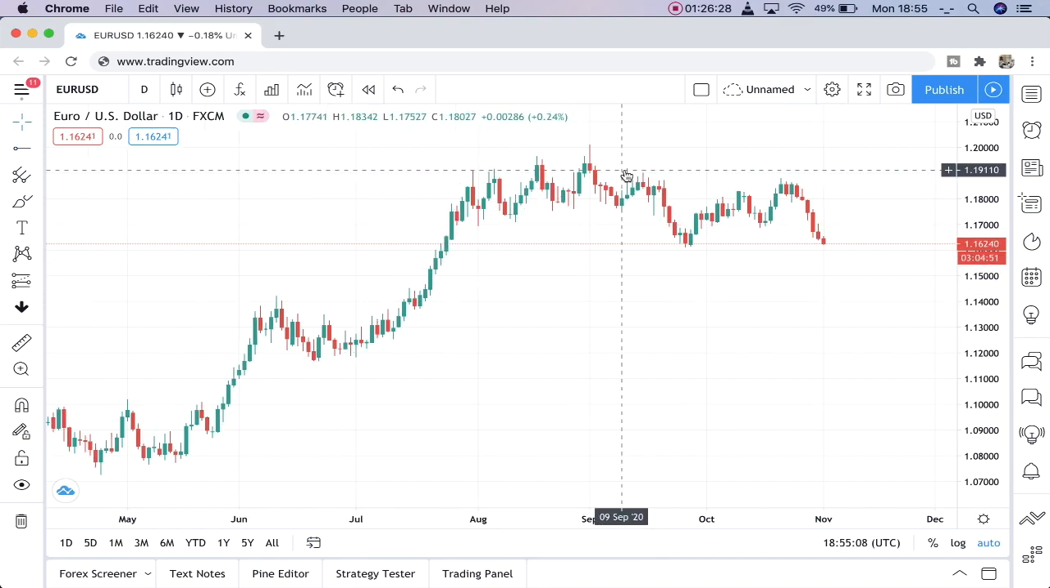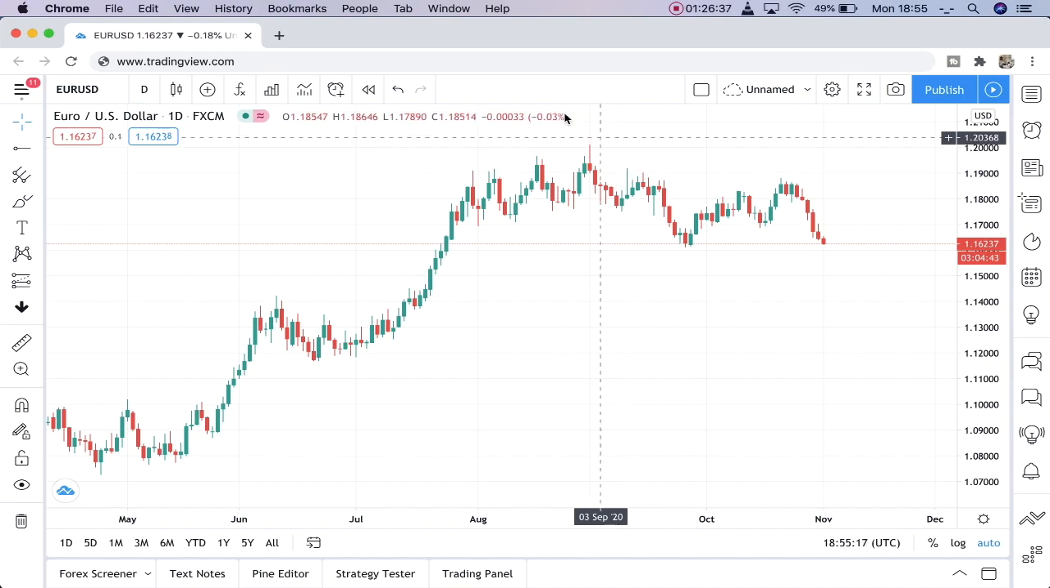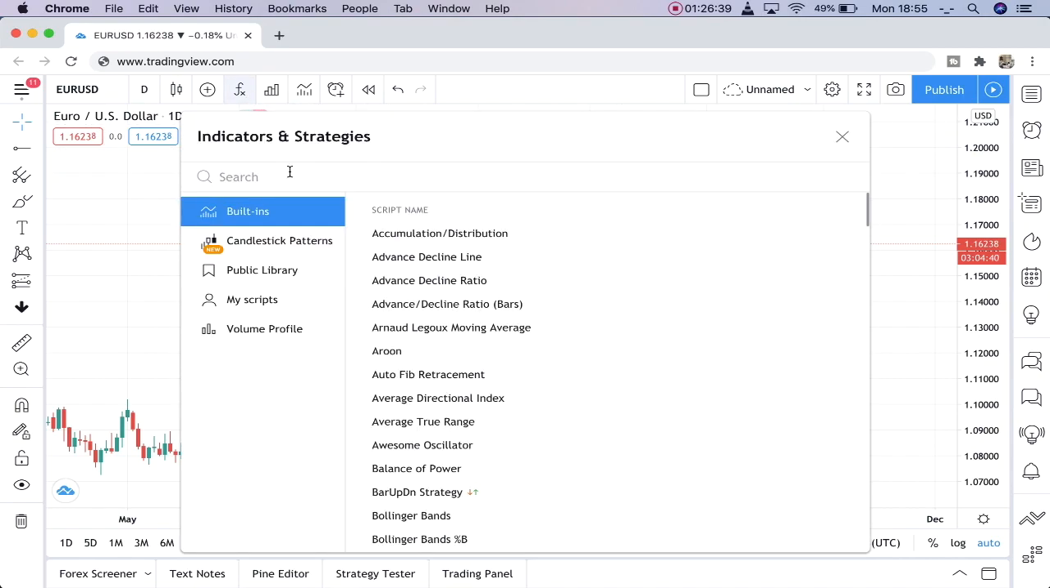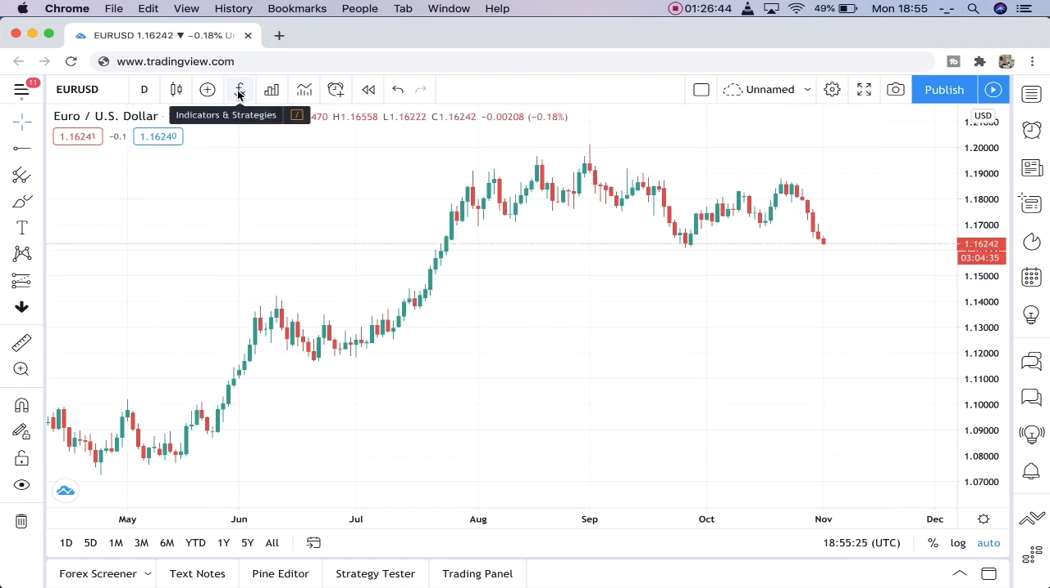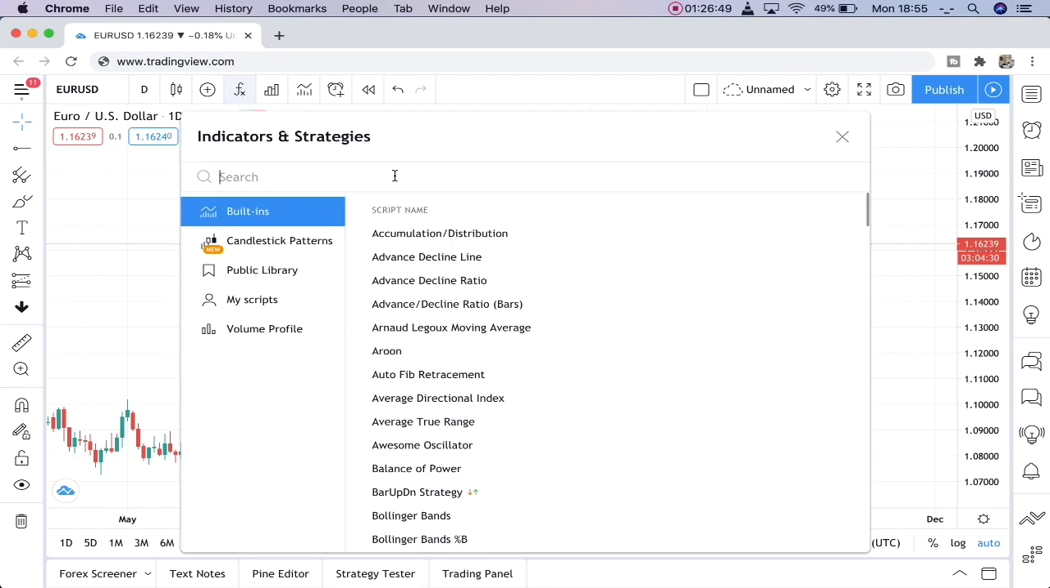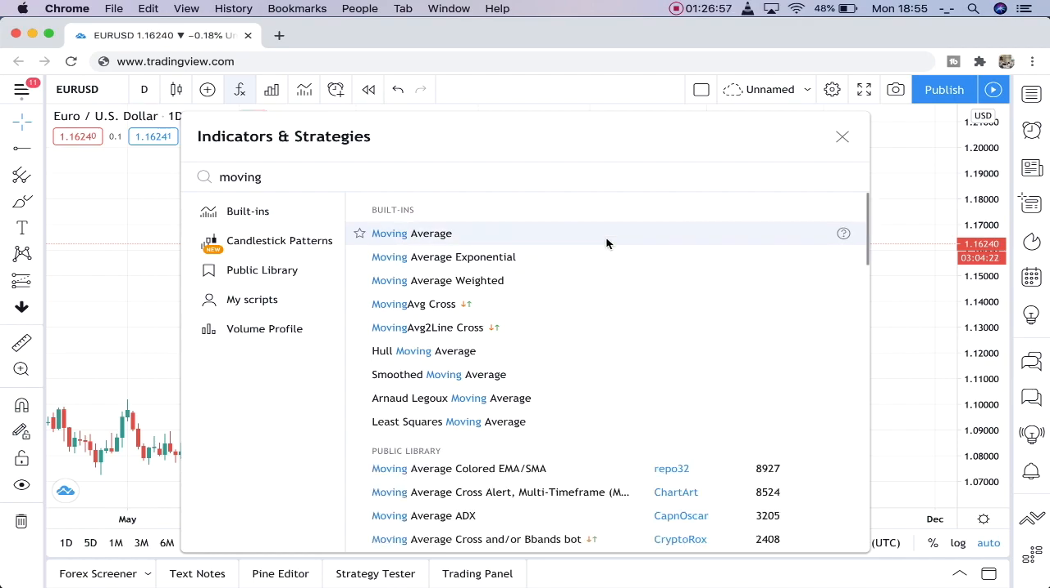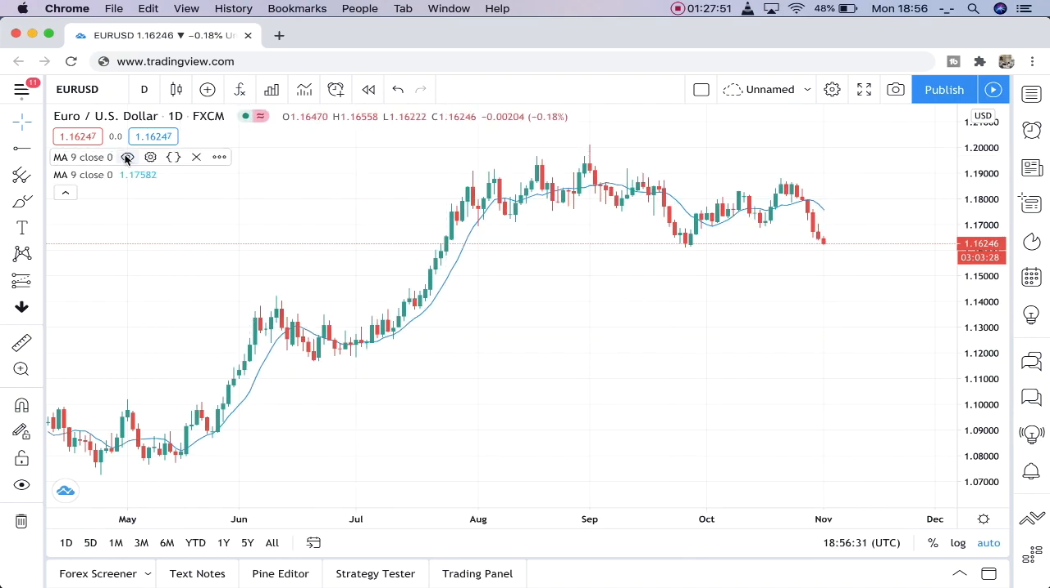So now to look at the combination and confirmation of price action with an indicator. The indicator of choice for me right now would be a moving average. To get your moving average, you click your FX, which is indicators and strategies. When you click that, you've got the whole library of indicators, or if you want a particular one, you search for it, moving averages. I've done a full in-depth tutorial of TradingView. I'll link it in the bio of this video. So let's just use one.